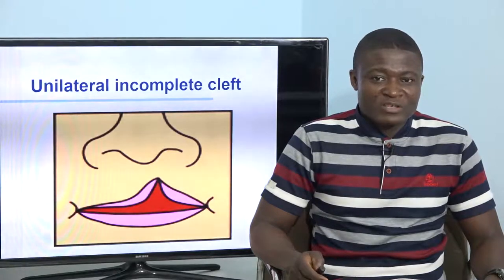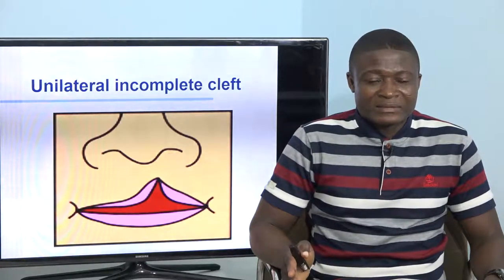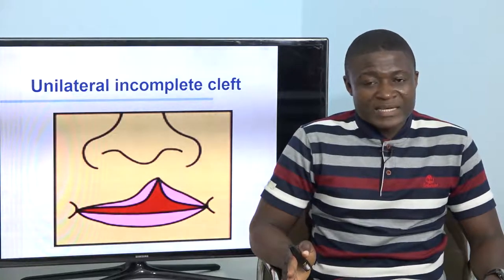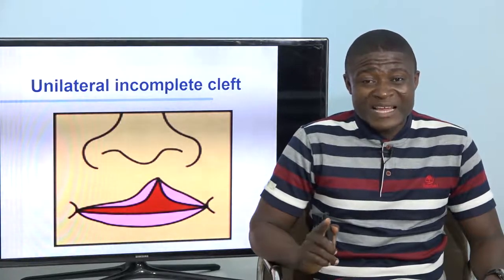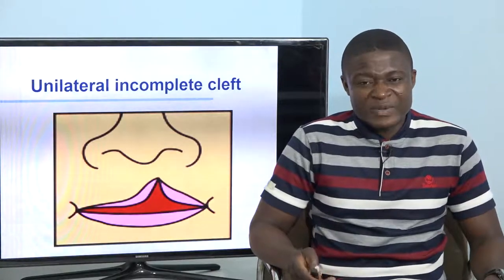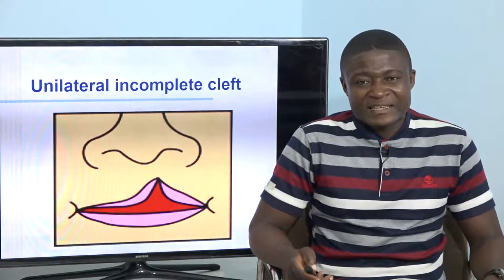And this is a unilateral cleft lip. You can see that it is only one side. That is the left side of the lip that is cleft. And it is not complete because it has not extended into the nostril. So this picture you are seeing is a unilateral incomplete cleft lip.